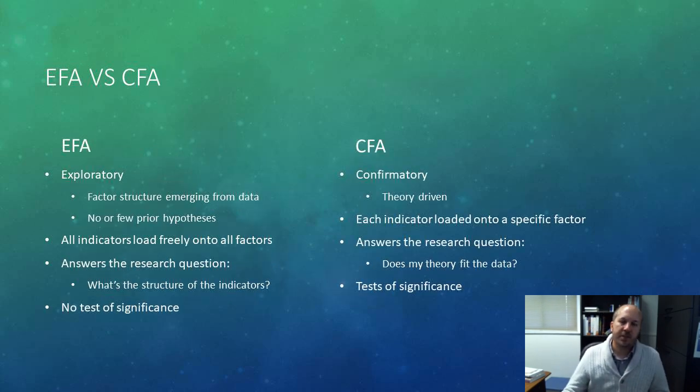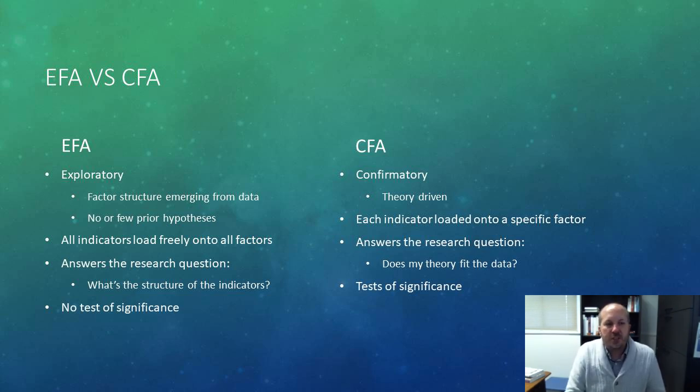So EFA compared to CFA. In EFA, it's exploratory, where CFA is confirmatory. So EFA is more about data-driven, kind of exploring the data, where CFA is more theory-driven. We're confirming our ideas. In EFA, all the indicators are loaded freely onto all factors. In CFA, they're only loaded on the factors that we tell it to load it onto.